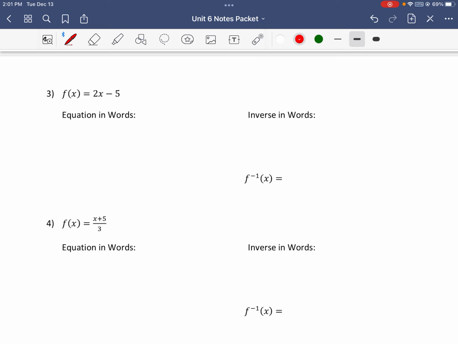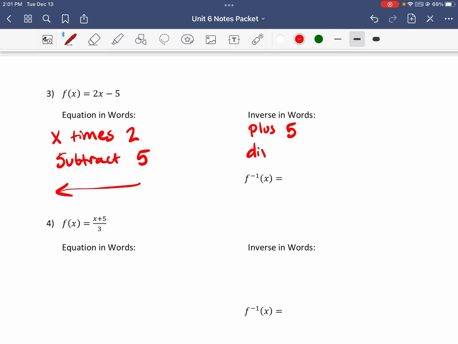We've got x times 2, subtract 5. Subtract 5, okay? Backwards, we'll have plus 5, divide by 2. So we're going to have x plus 5 divided by 2.